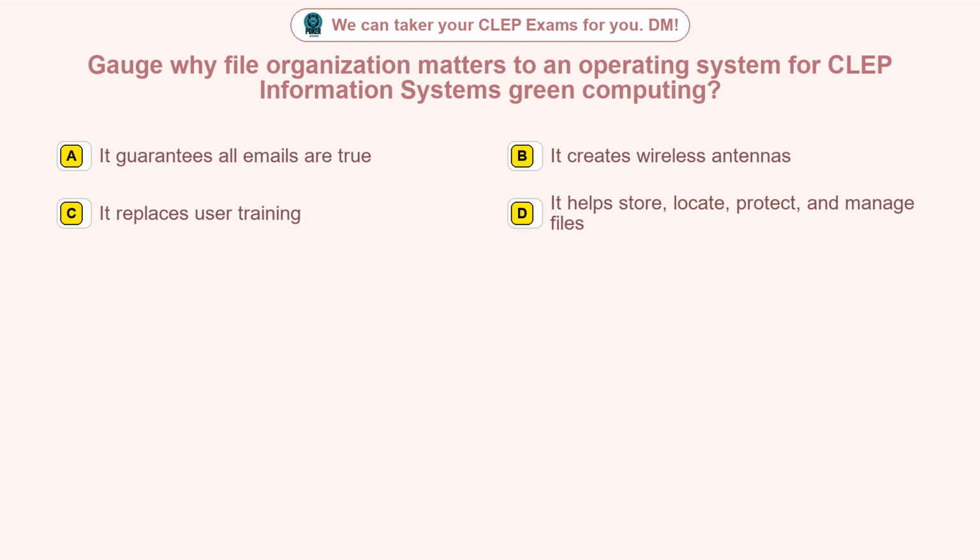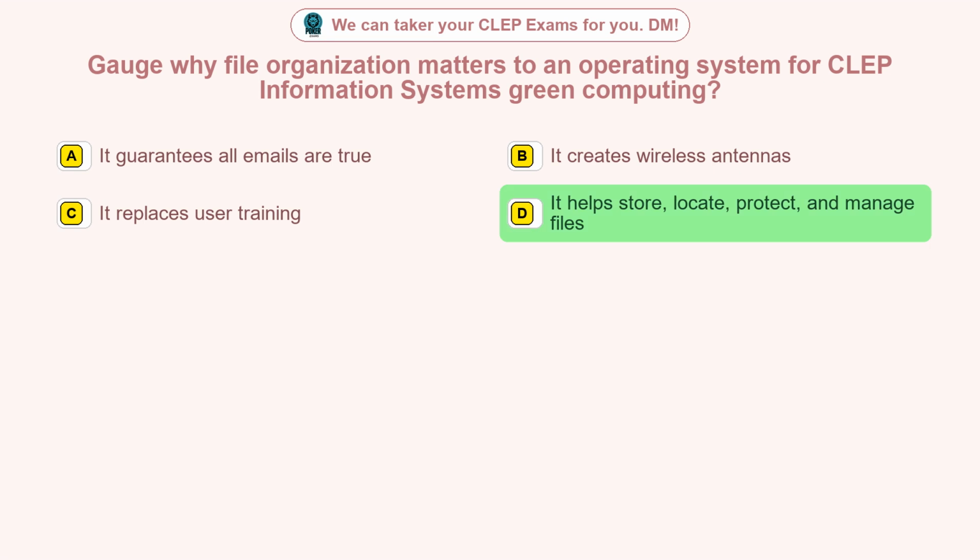Question 89. Gauge why file organization matters to an operating system for CLEP Information Systems green computing? Option A. It guarantees all emails are true. Option B. It creates wireless antennas. Option C. It replaces user training. Option D. It helps store, locate, protect, and manage files.